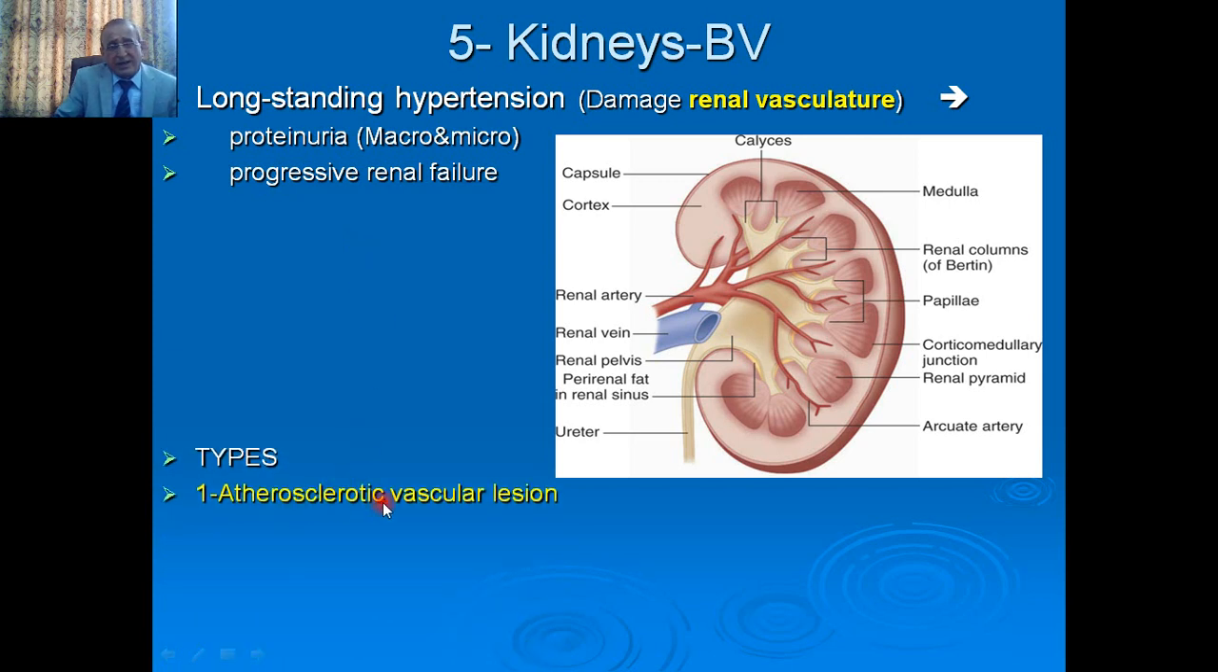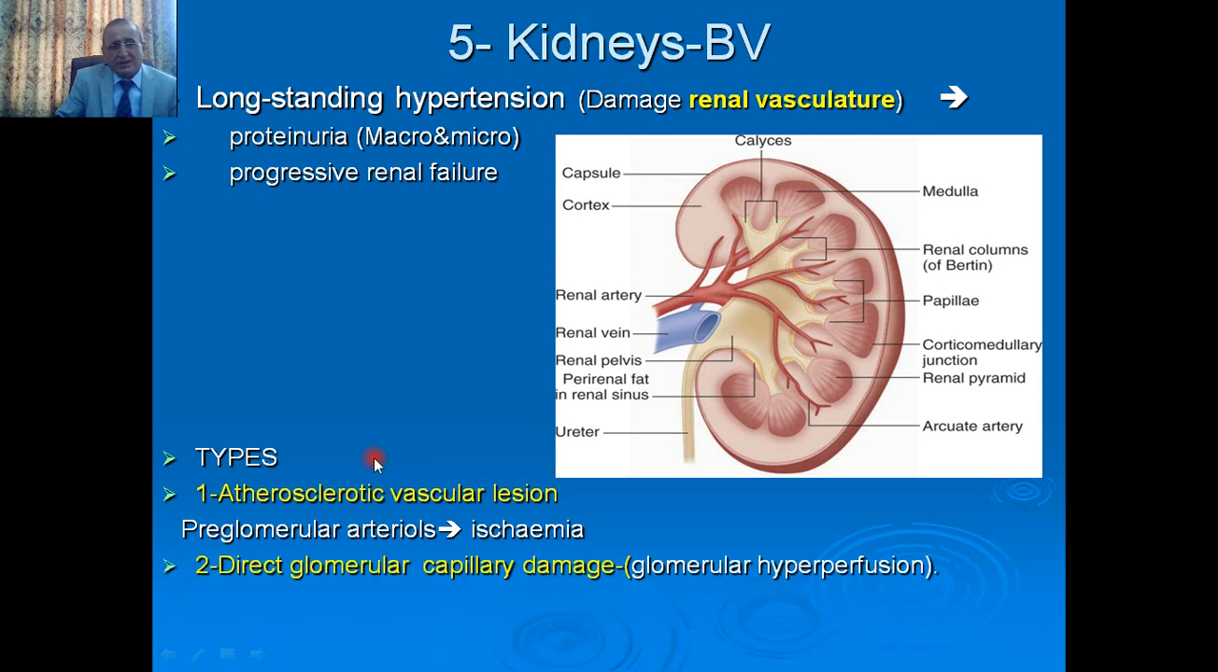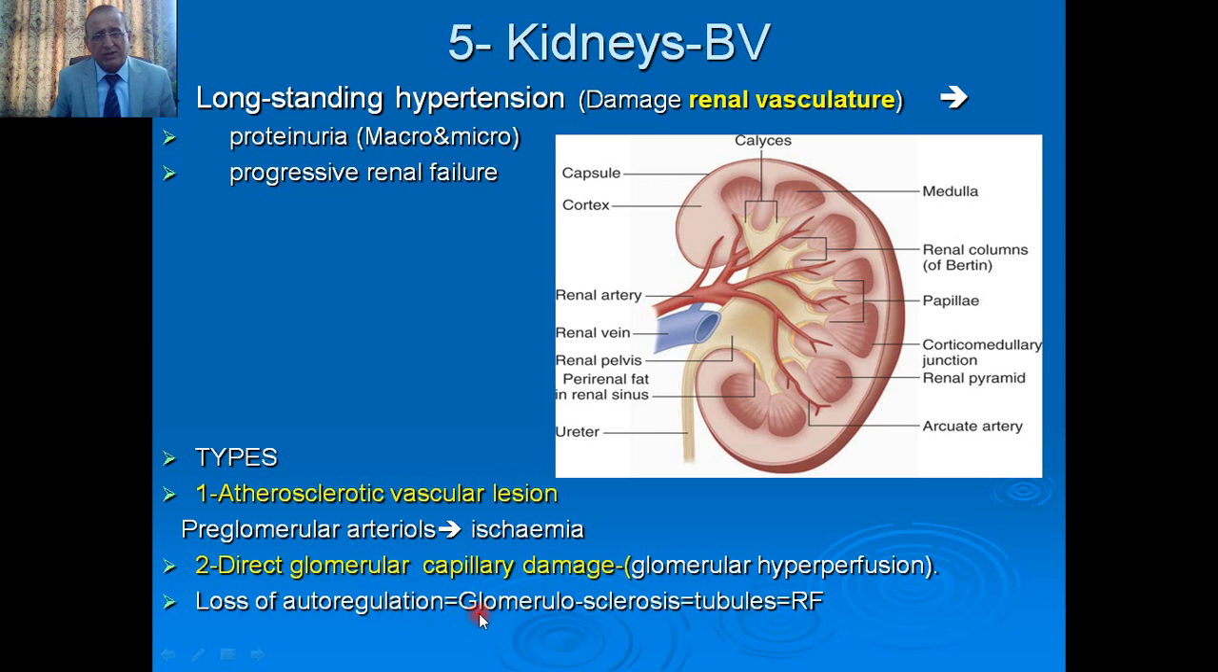What are the types? Atherosclerotic vascular lesions with large arteries. This is called preglomerular arteries and arterioles, and will lead to ischemia. Of course, remember, ischemia will produce renin-angiotensin and increase the blood pressure, and the situation will be complex when you have renal failure or renal damage in hypertensive patient. Again, direct damage of the small glomerular capillaries. This will end in glomerular hyperperfusion and loss of autoregulation and glomerular sclerosis and tubular necrosis and renal failure. The issue will be complicated when you have renal failure because it will perpetuate the hypertension.